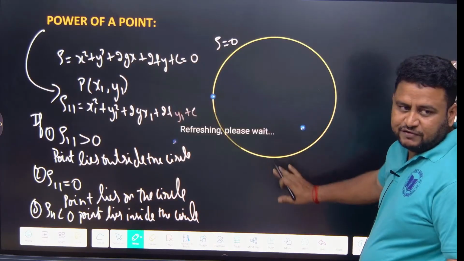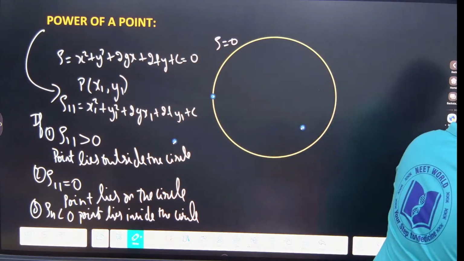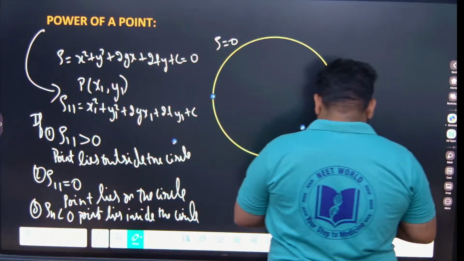Understood this one? Power of a point. Okay, let us take some example for this power of a point. Write down along with me if you want.